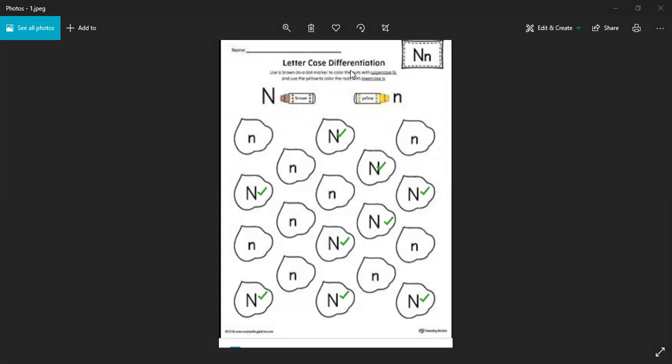Next, take yellow color crayon and color small n. Okay, here, here, here. First, you identify all small n and color with yellow color crayon. Okay, children, clear? Understood? Shall I move to the next worksheet?